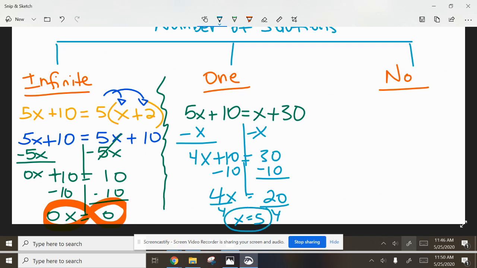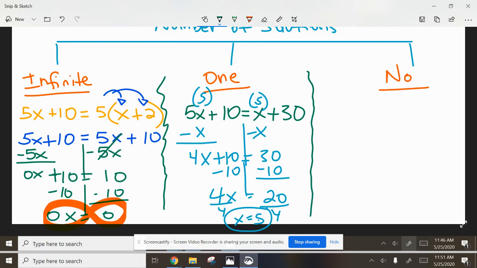Did you get a 0x? No, that's not a 0x. That's a 1x. You don't see the 1. It's invisible. But this is one answer. The only answer that'll work for this equation is if I plug in 5 here and I plug in 5 here, and both sides will equal each other. 5 times 5 is 25, plus 10 is 35. 5 plus 30 is 35, so it would check out. The one answer that would work is x equals 5.